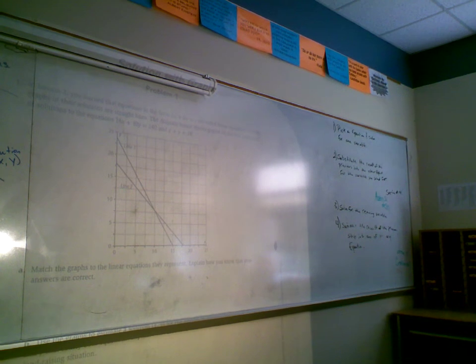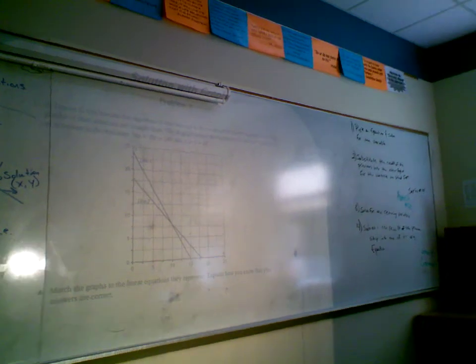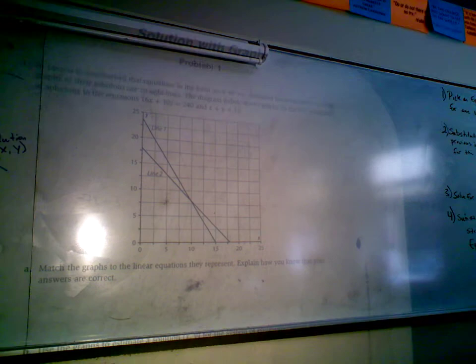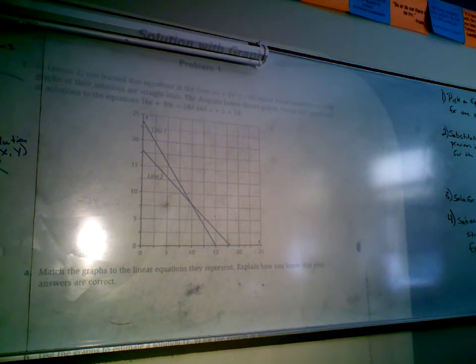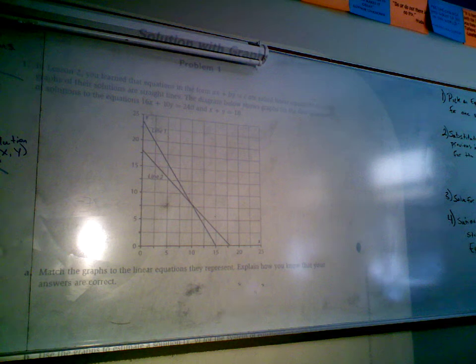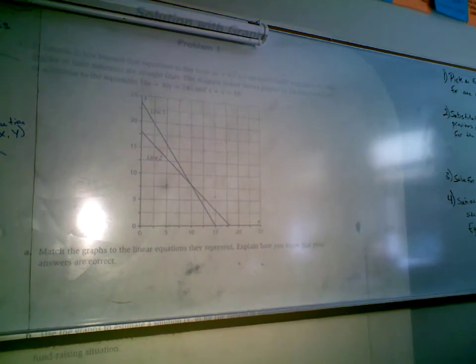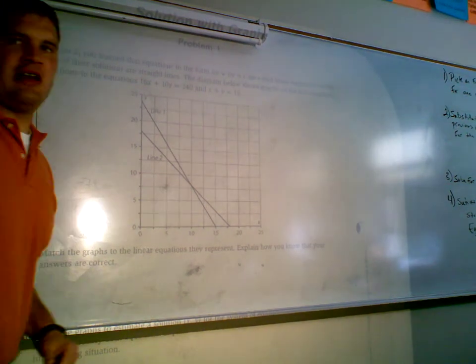All right. So here I've given you guys a graph of this situation. Look at the top. We have 16x plus 10y equals 240, and we have x plus y equals 18, right? Now what do they do here? They graphed them both on the thing. They found the solutions, they plotted them, made two lines, didn't they?